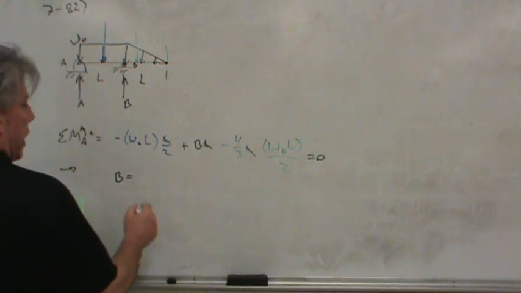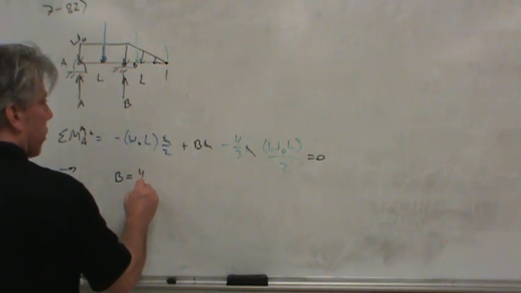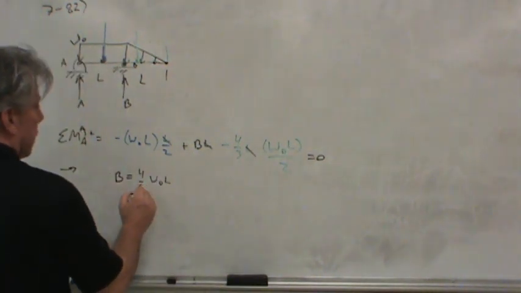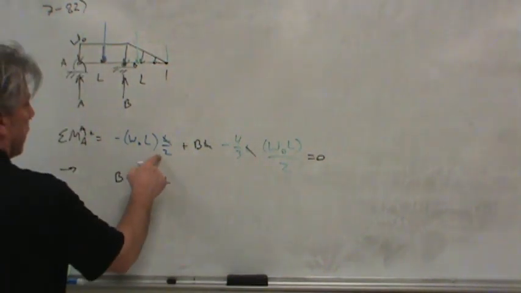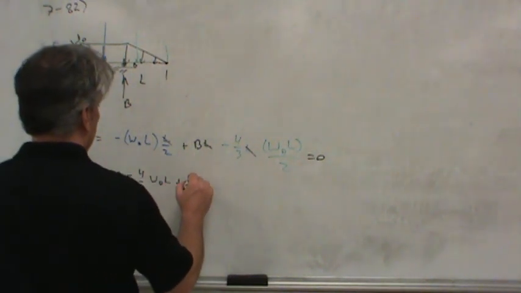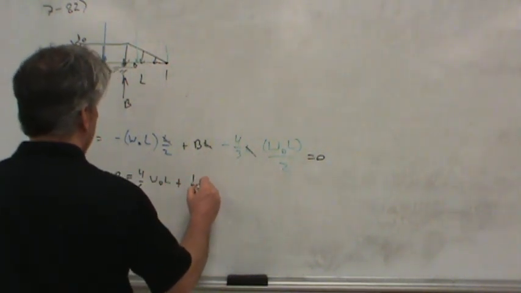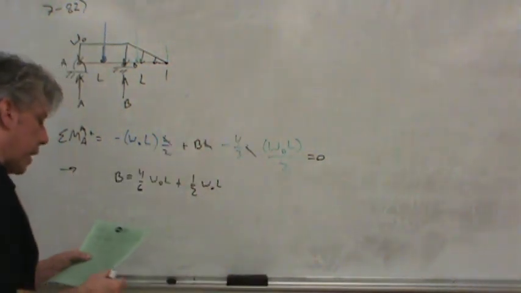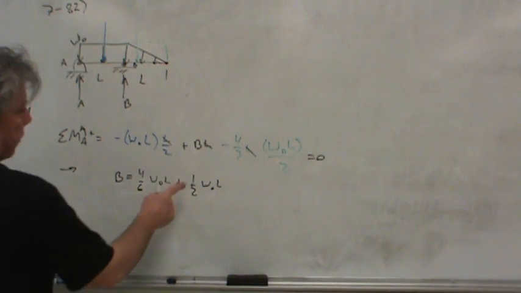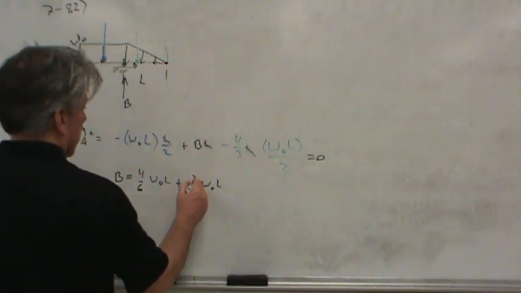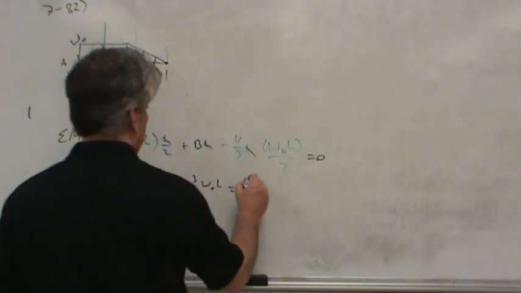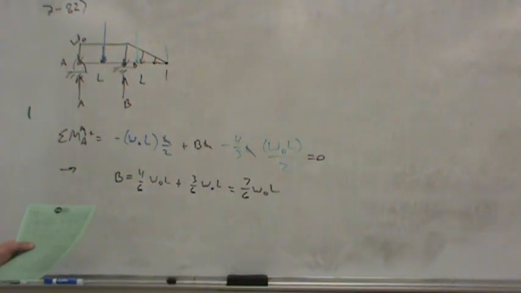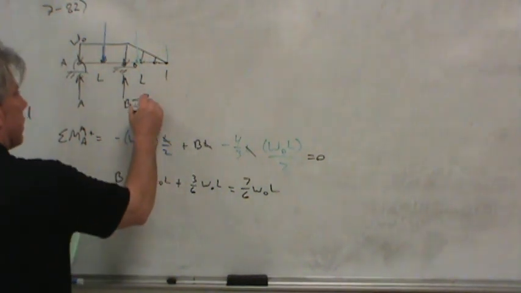So, for example, we have what? 4/3 W naught L from this term, well, 4/6. And then we have a further, let's do it this way, 1/2 W naught L from this term. Understand I flipped the signs because I moved them to the other side. So let's see, 1/2 is the same thing as 3/6. So this is, of course, 7/6 W naught L. There's the magnitude of the reaction B. Let me jot it down here so we'll have it.